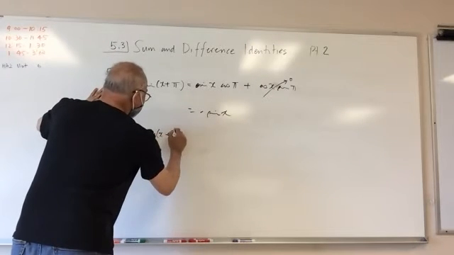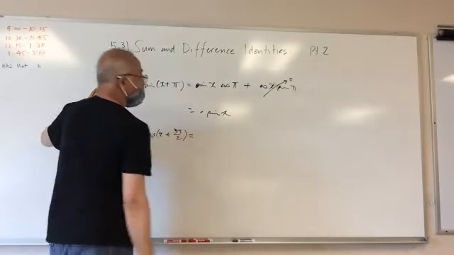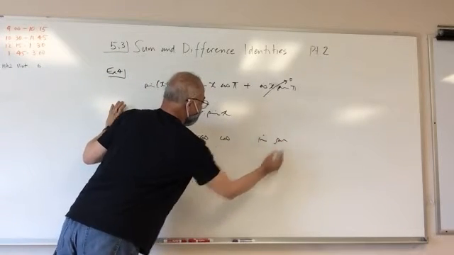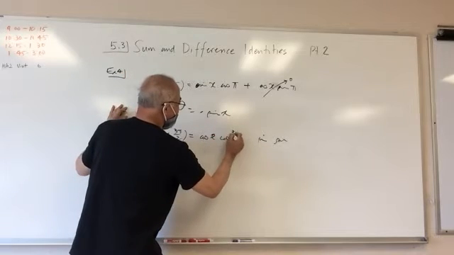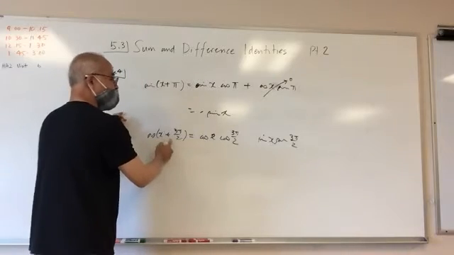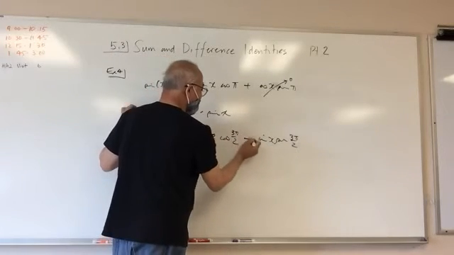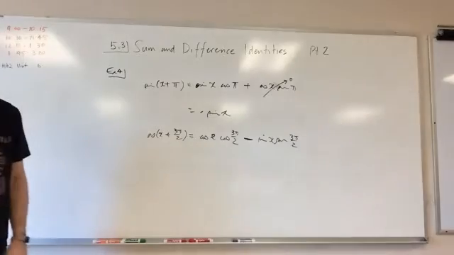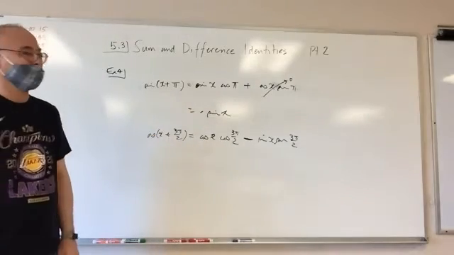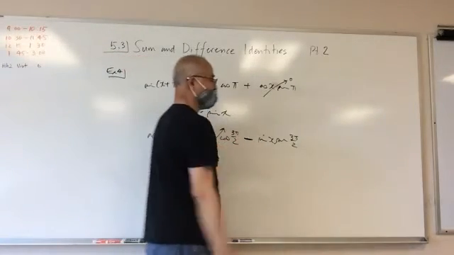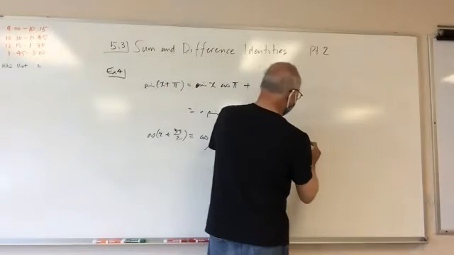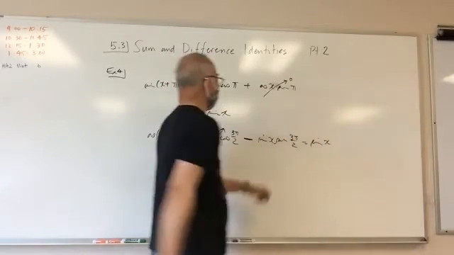Next, cosine of x plus 3 pi over 2. This is cosine, so it is cosine cosine, sine sine, with x and 3 pi over 2. This is positive, which means this guy is negative. Cosine 3 pi over 2 is 0. Sine 3 pi over 2 is -1. So this is sine x.